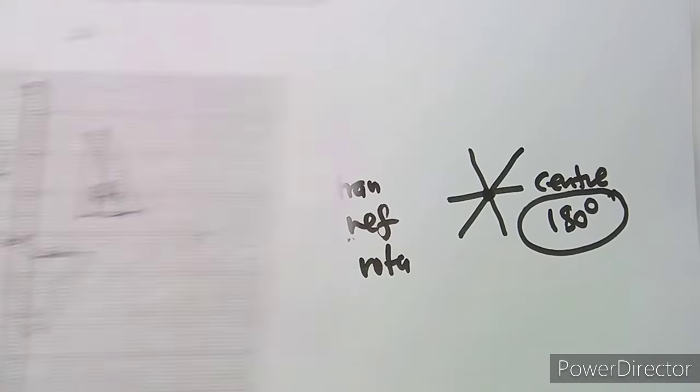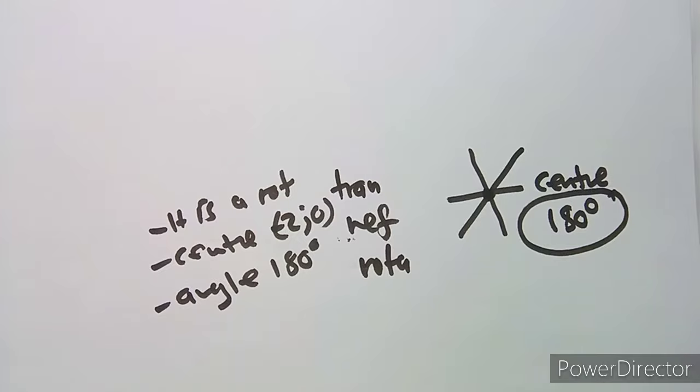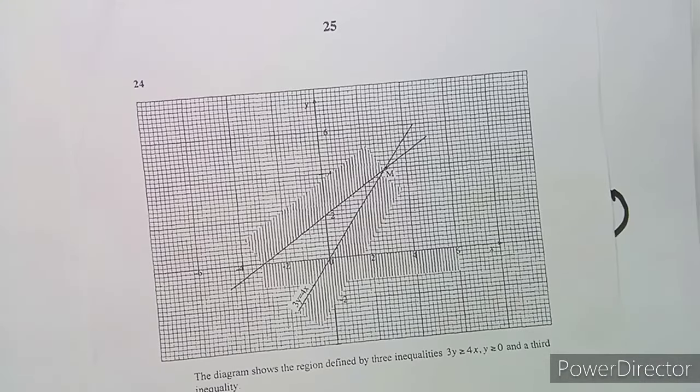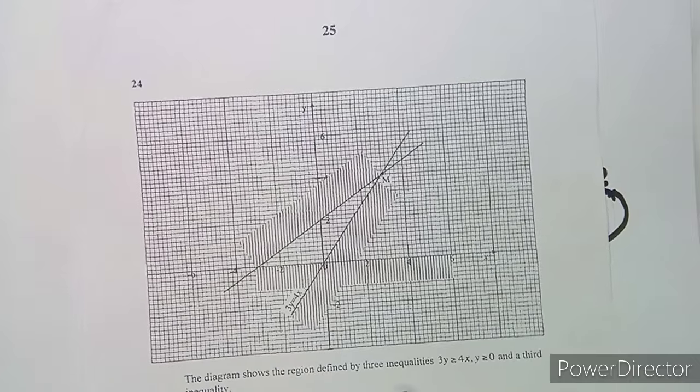So these are the three major points that you're given: rotation, center of rotation, then the angle. All right, so let's see this part now, which is on 24, where we are given that the diagram shows the region defined by three inequalities.